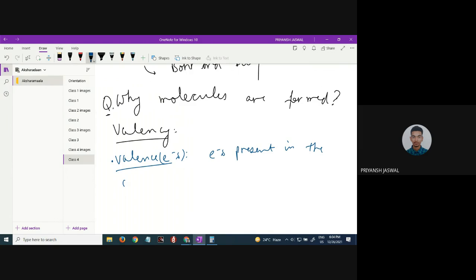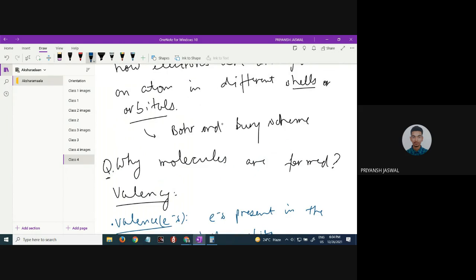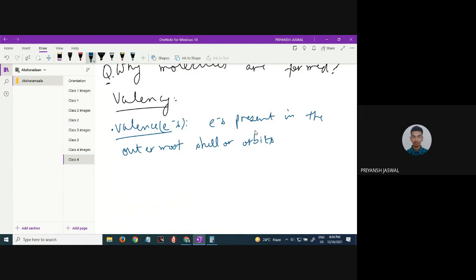the outermost shell or orbits. This is not orbital, this is orbits. Electrons present in the outermost shell or orbits of an atom, of an element.